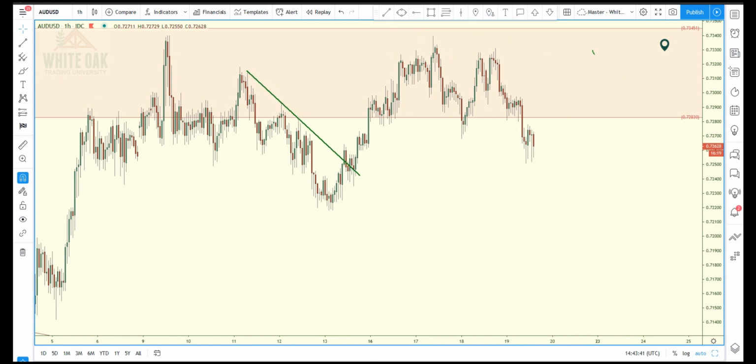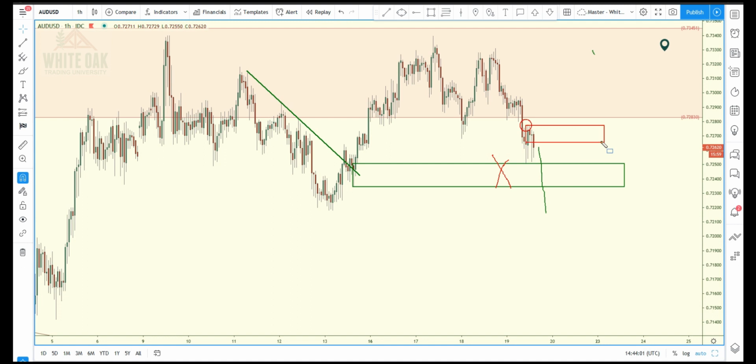Looks like this area is being contacted right now on the 1 hour chart. Right there. So this could be taken out. Price drops, creates a supply area, reverses to the supply, and then heads lower. That could be a really good day trade on the 1 hour.